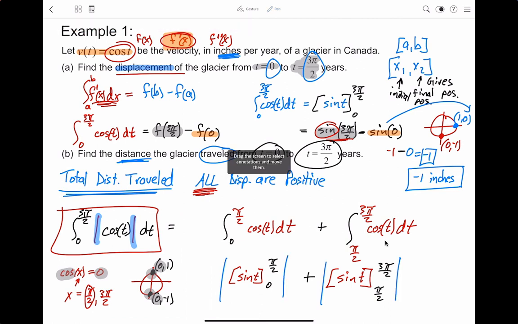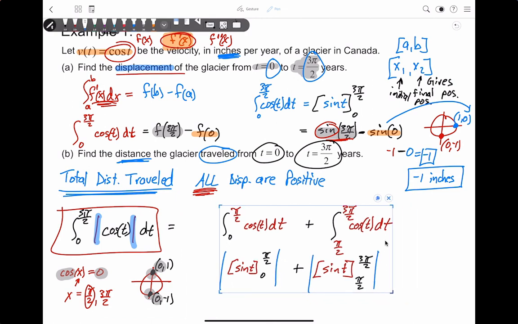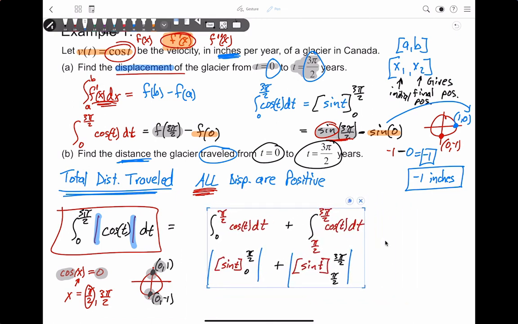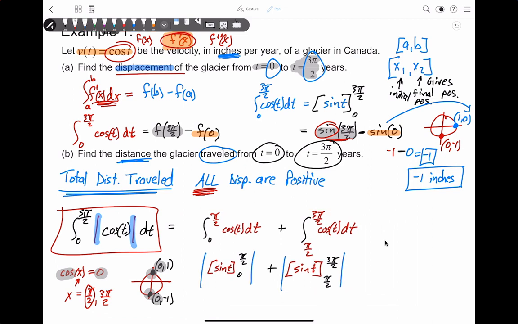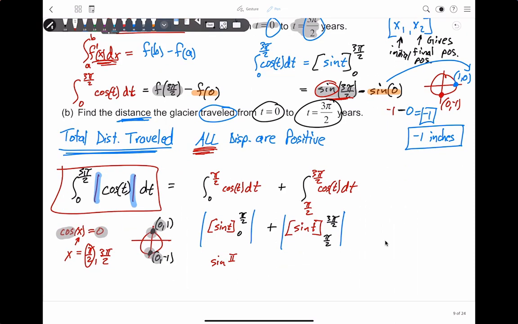Okay, so let me show you what this looks like. Let me highlight all of this and make room for myself and move it a little bit here. And let's do the fundamental theorem, basically f of b minus f of a, for this first one right here. So this is going to be sine of pi over 2 minus the sine of 0. This is for this first one that we're looking at. Whatever we get as an answer, we're going to then take the absolute value of this, and there's our first displacement that we're going to interpret as all being positive.